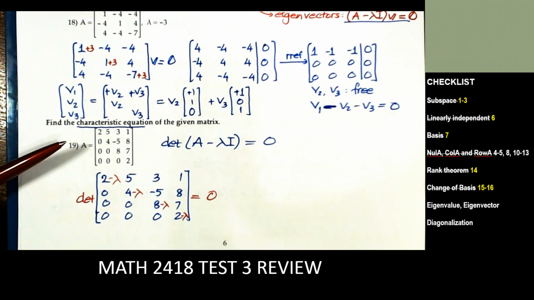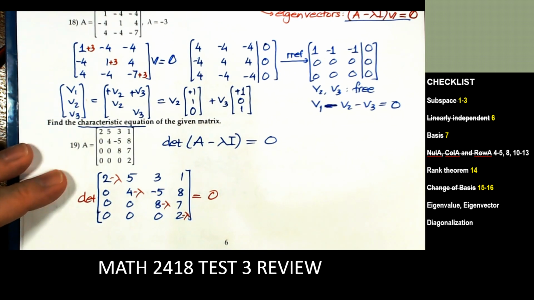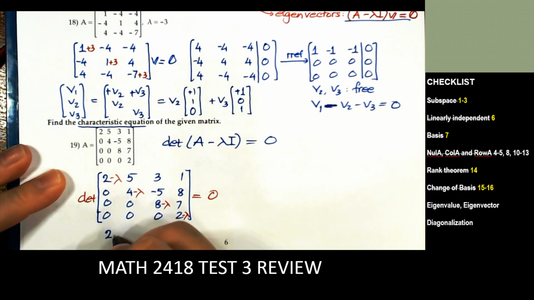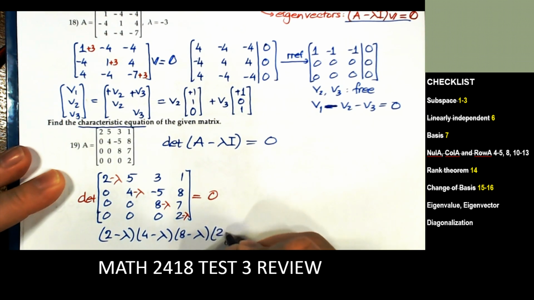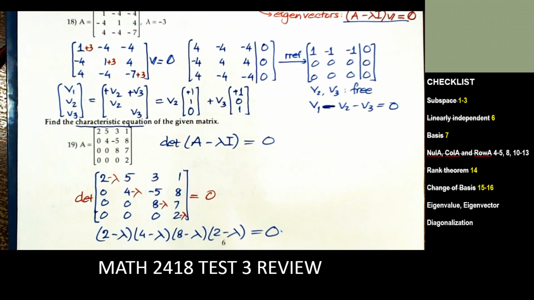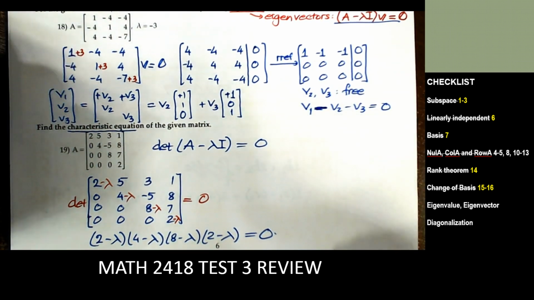The good news is this is an upper triangular matrix, so all we need to do is just multiply everything on the diagonal. And that gives us the characteristic equation. We can multiply this out and simplify, but let's not do that. Right, so we haven't done much.